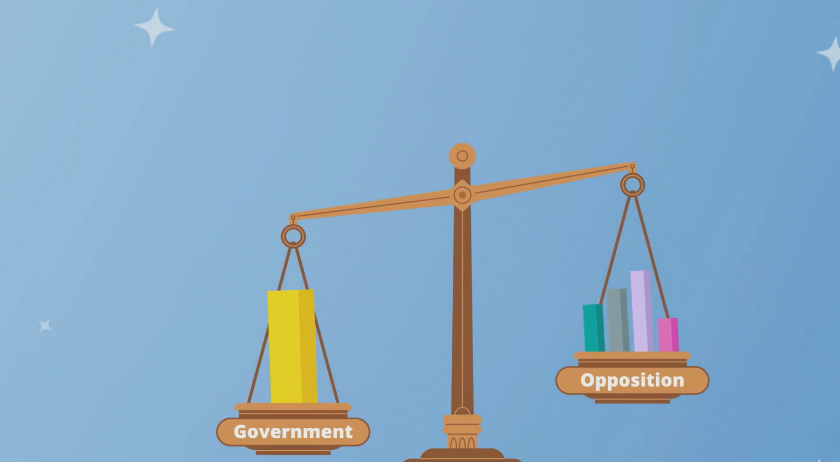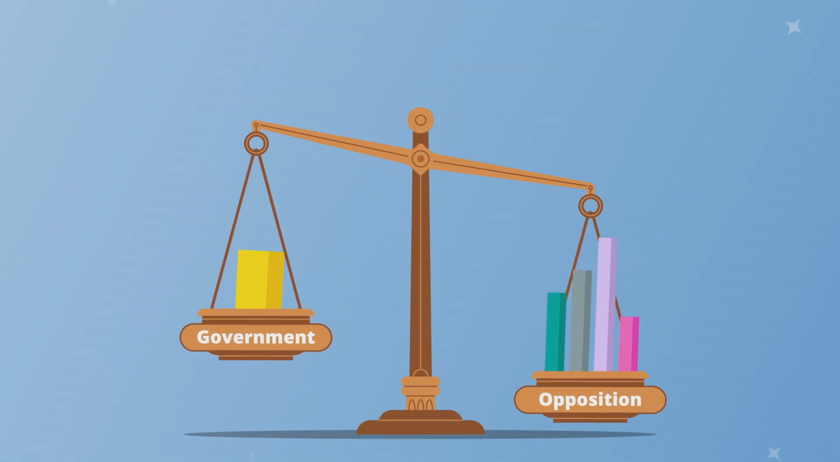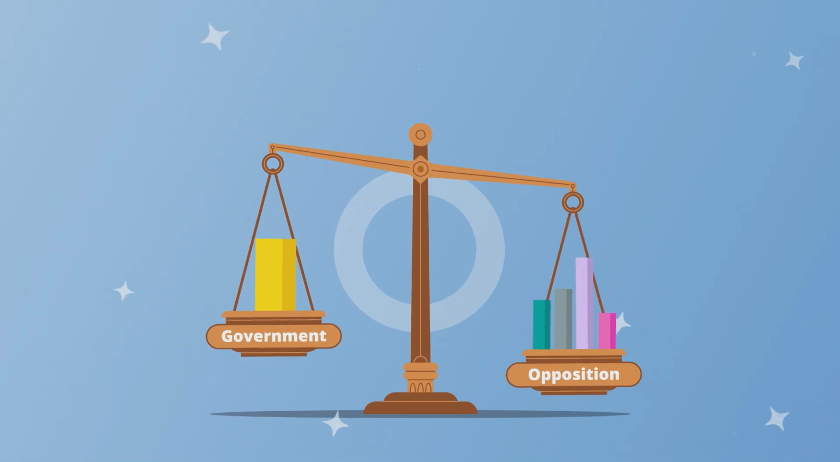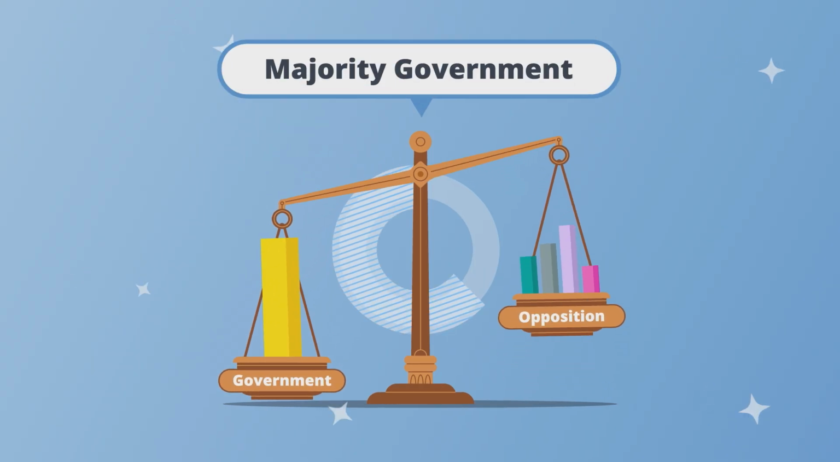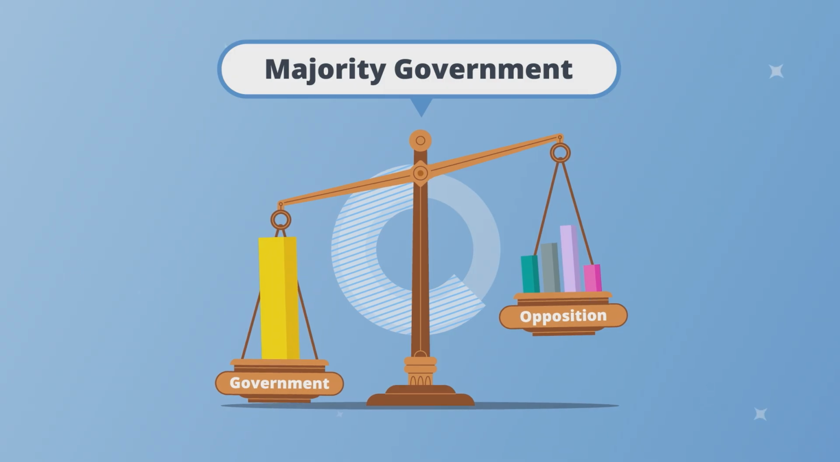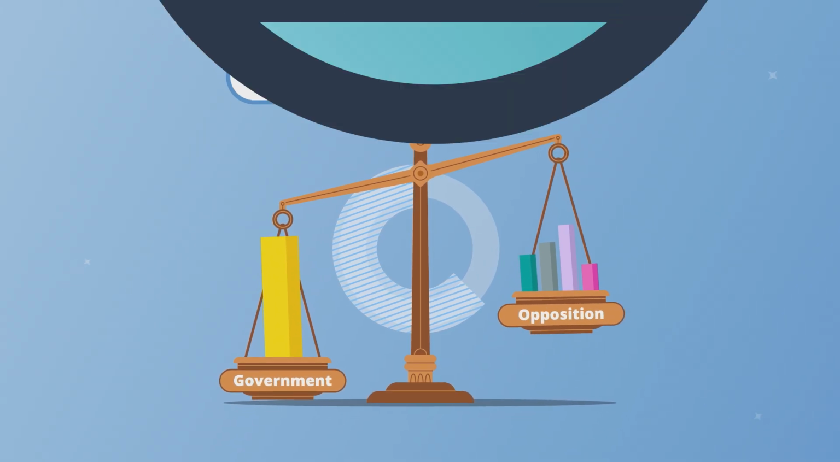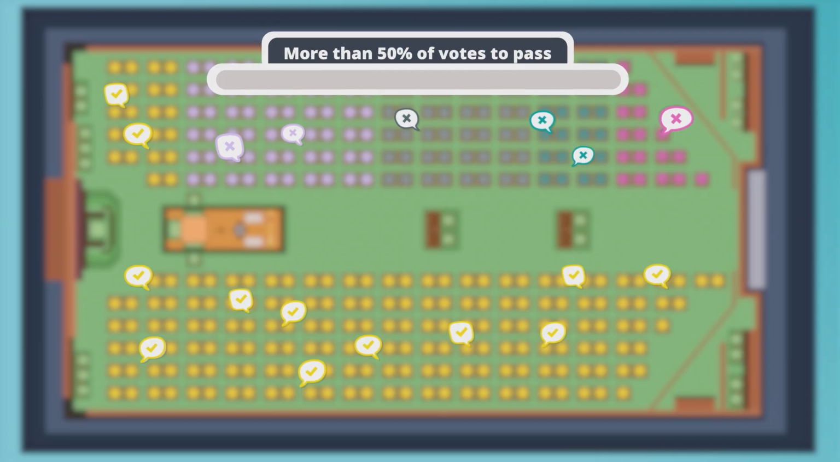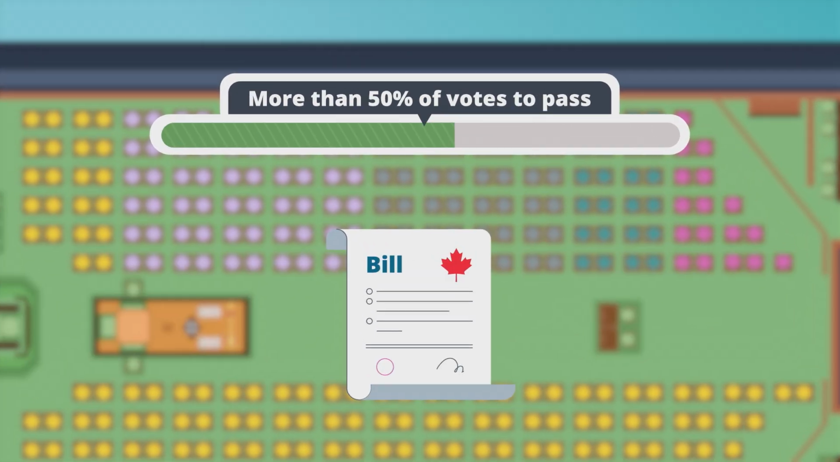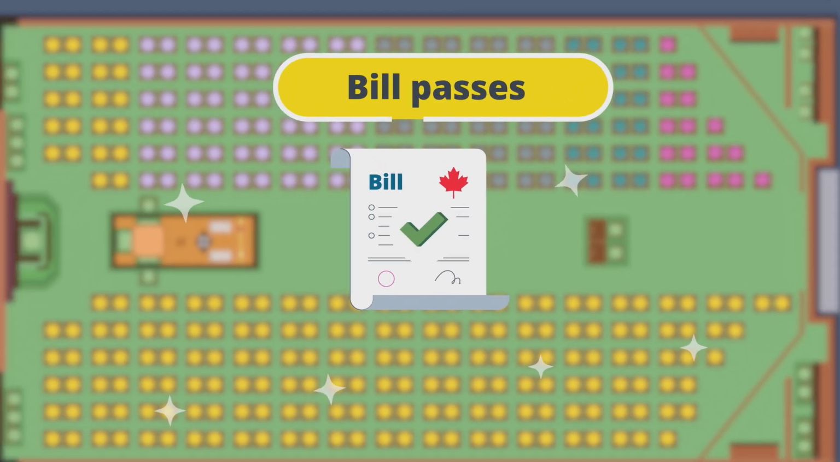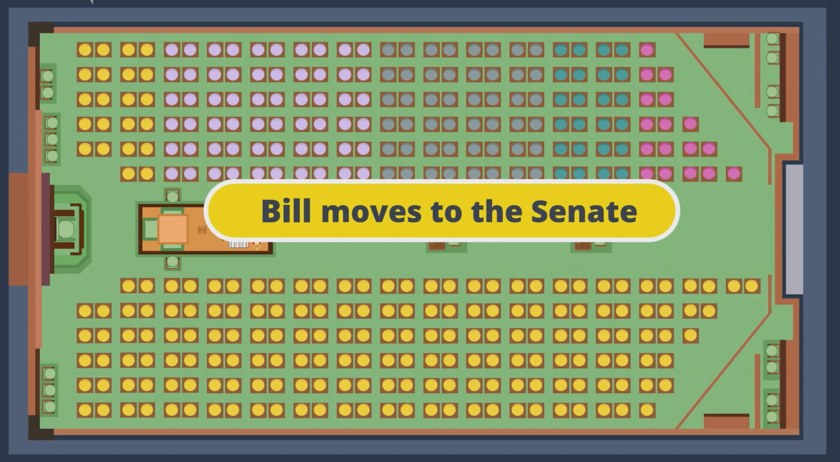But when it comes time to vote, the number of seats each party has can make a big difference. If the government has more than half the seats in the House of Commons, they're called a majority government. Since they have more than half the votes, they can normally pass the bills they want and send them to the Senate without needing support from other parties.